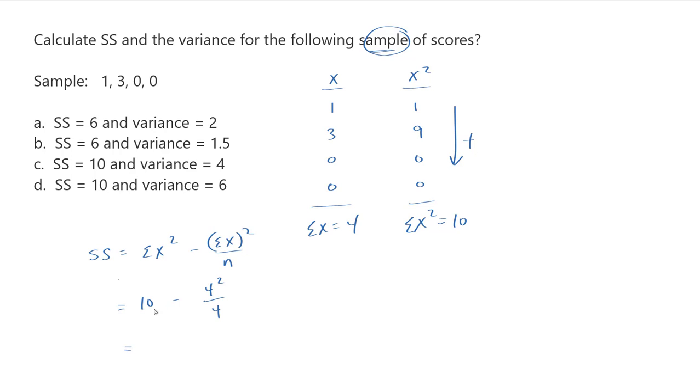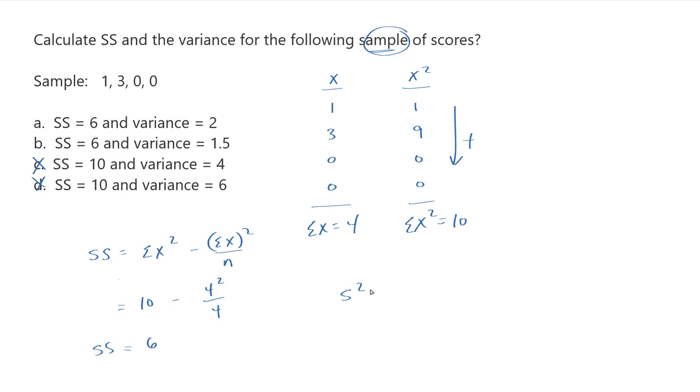And this will give me 10 minus 4 squared, which is 16, divided by 4. That makes this whole thing equal to 4. This will give me 6. So my sum of squares is 6, which rules out C and D. But which out of A and B will it be? Is my variance going to be 2 or 1.5?